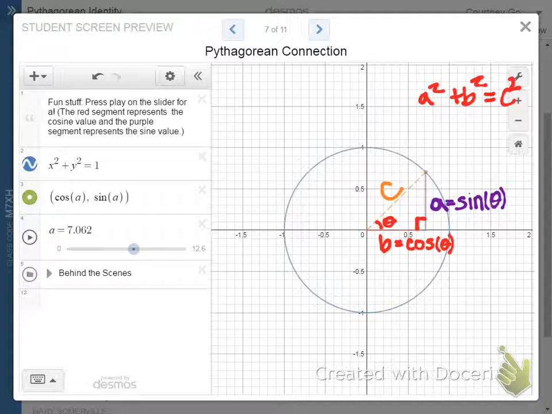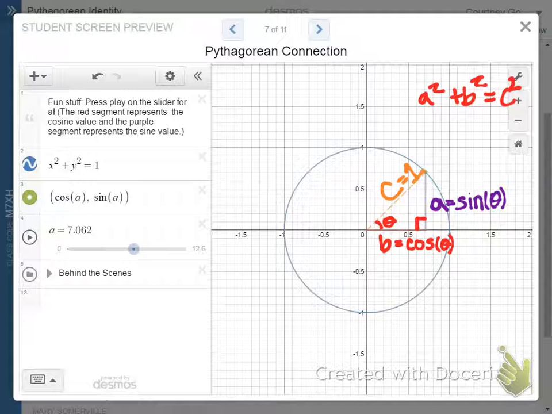Okay, and now I'm trying to think, well, how can I write C as something else? But remember that it's the hypotenuse of our triangle, but it's also the radius of this unit circle. So C is just the radius of the unit circle, which is equal to 1, right? That's exactly why we call it the unit circle, because it has a radius of 1.